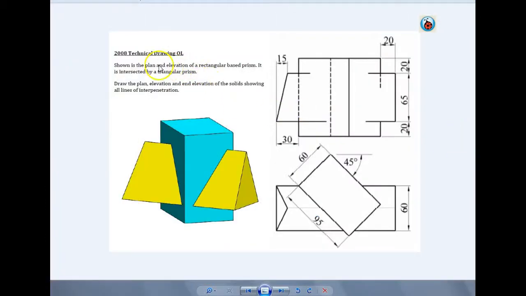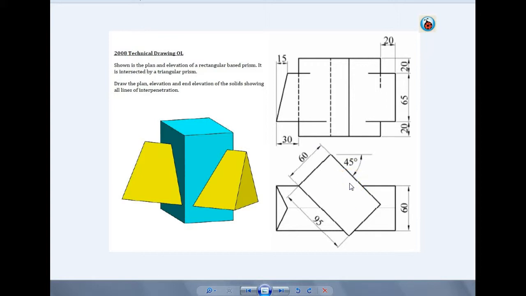Right, so this is 2008 technical drawing, the past question. What we have here is a rectangular prism, which is vertically being cut by a triangular prism, which is in a horizontal direction. If we look at the question, we're given the elevation and we're given the plan.